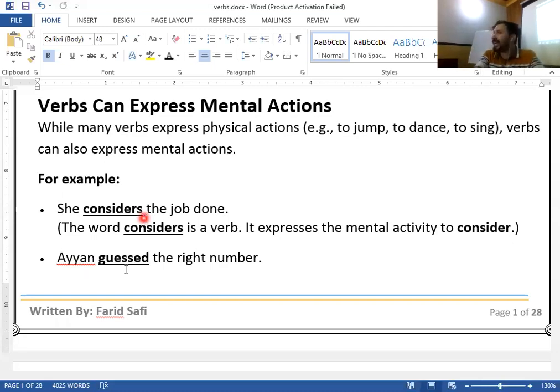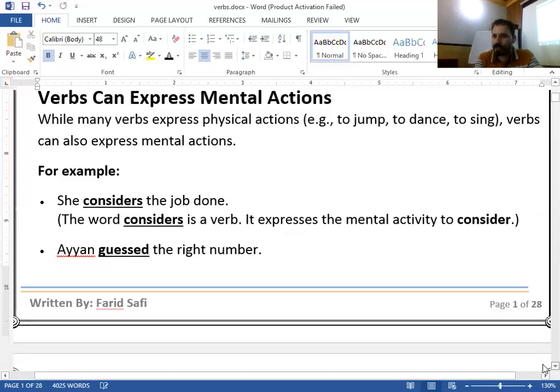For example, Ayan guessed the right number. Guess. We guess from where? We guess from our mind. We guess something from where? From the mind. Yes. Mental action. It shows us what? It shows us mental action.